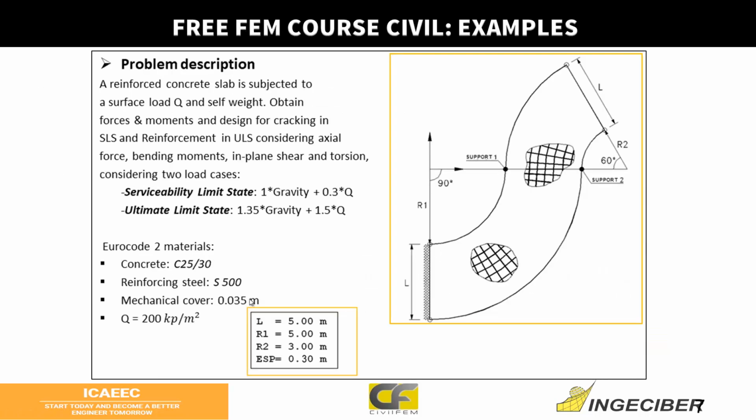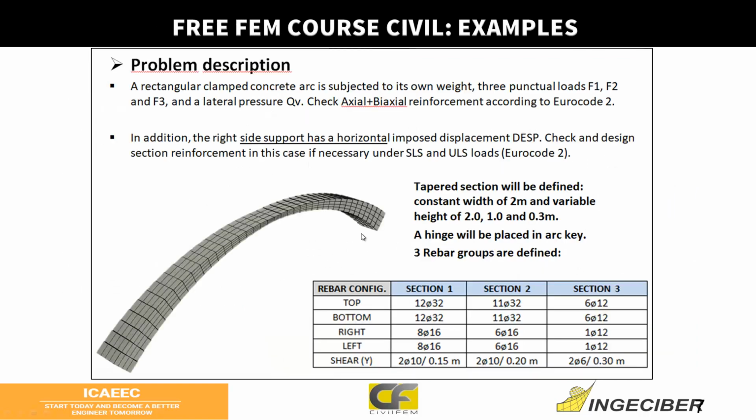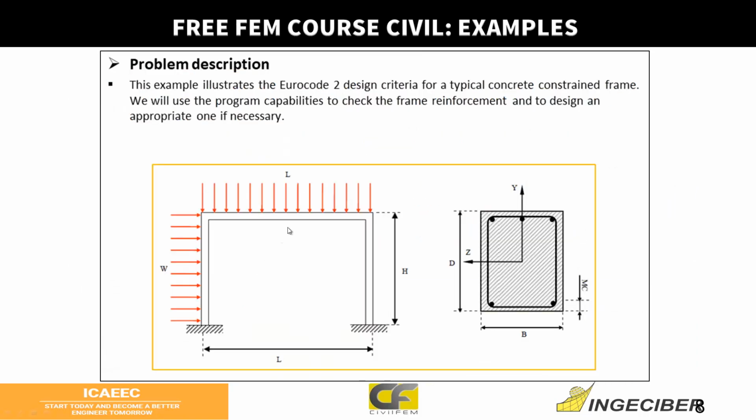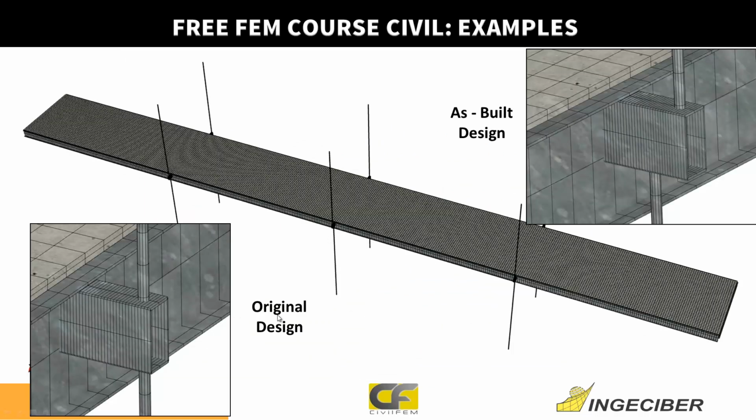And of course, you have many examples. You have a concrete slab in the worked example section, a tapered arc rebar as well, a concrete frame, and for steel, you have this steel walkway, Regency Hotel walkway, and now we will show you this example.